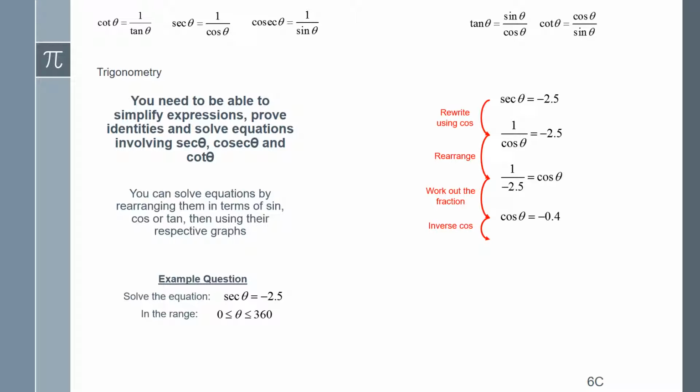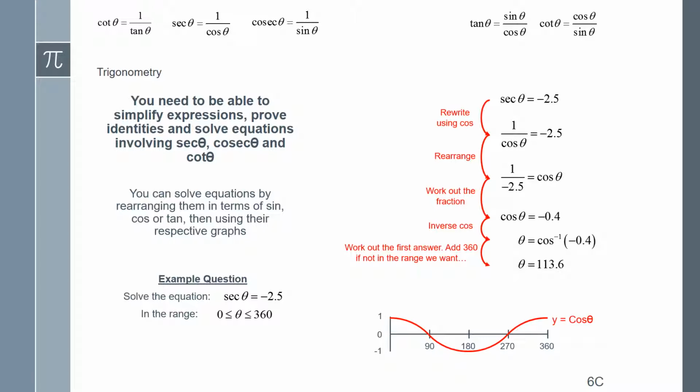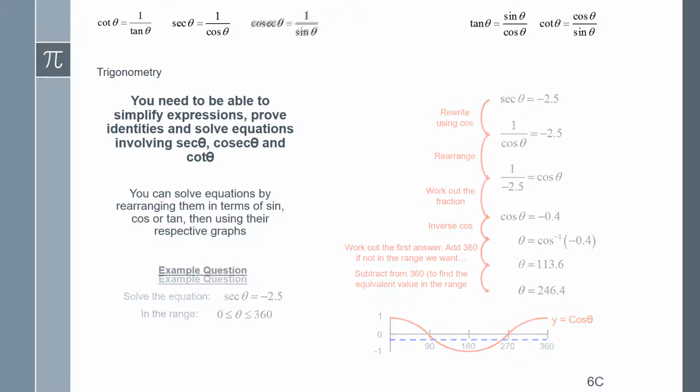Once we've rearranged it, we can now solve that. We inverse cos. The inverse cos of minus 0.4 is 113.6 according to our calculator. That's one answer in the range. We can draw a quick cos graph. We can see that 113.6 is 23.6 above 90, so there's another answer 23.6 below 270. That will also be a solution.